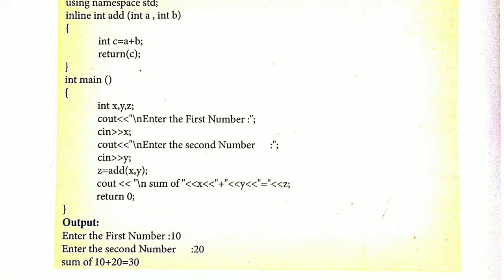to the calling statement, so that the lag of executing that particular function will be reduced. So this is known as inline function, and it also reduces the complexity. This is the example and this is the explanation that is given here.